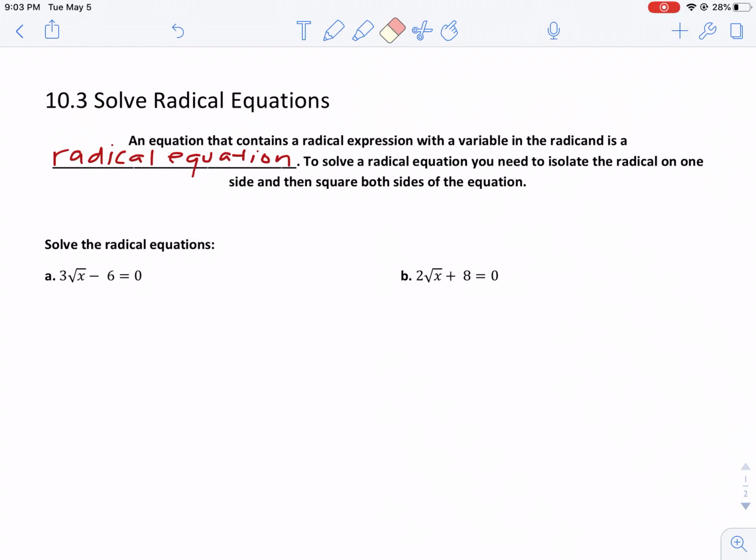This is 10.3, solving radical equations. So we just finished all the sections in 9.1, which were simplifying radical expressions. And now we're going to jump to 10.3, which is radical equations.